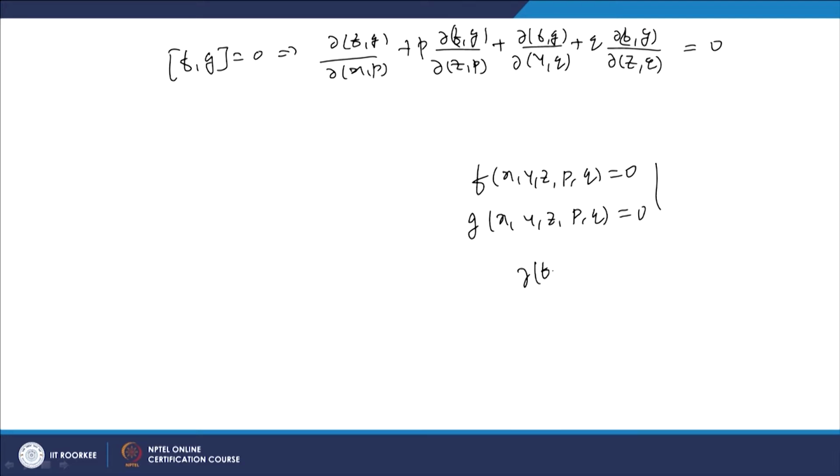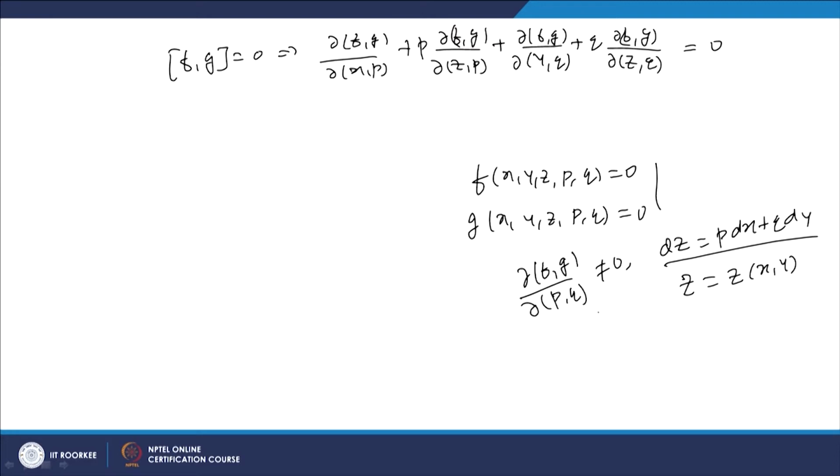That is, let us assume that the Jacobian of f, g with respect to p, q is non-zero, and the corresponding dz = p dx + q dy is integrable, to give a solution like z = z(x, y). So this procedure finds the common solution. This method is equally applicable to any two equations that have one solution in common.